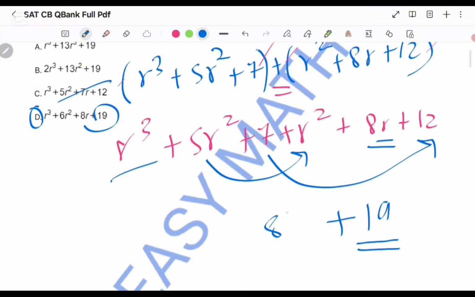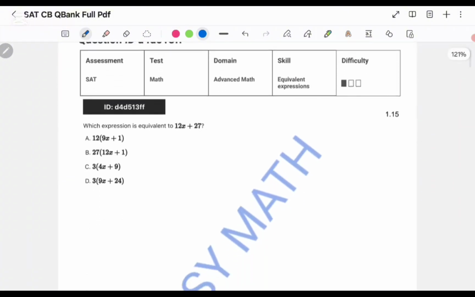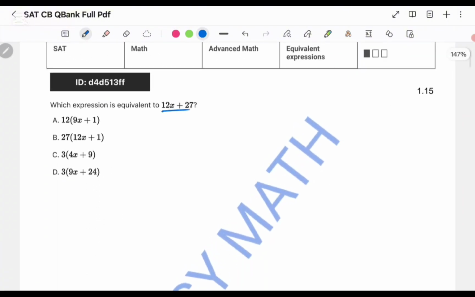You have the 8r as it is, and the 5r squared plus r squared is 6r squared, and then we have the r cubed not involved in anything, so we go with D. And then we have the next question, which is which one is equivalent to this?